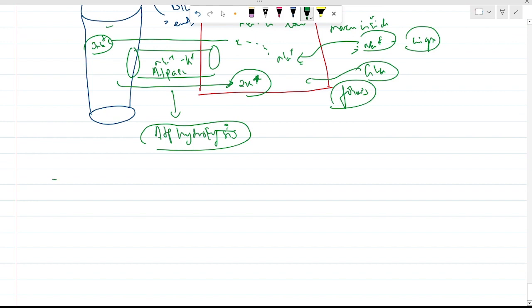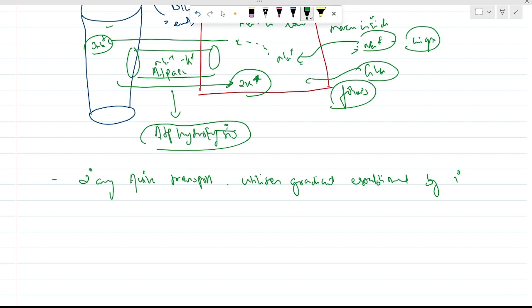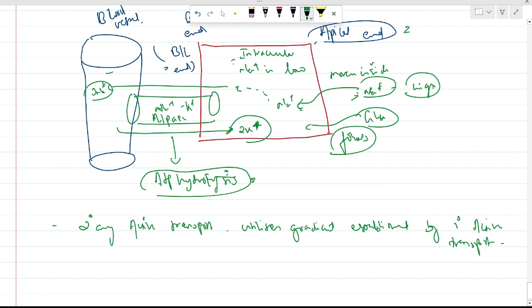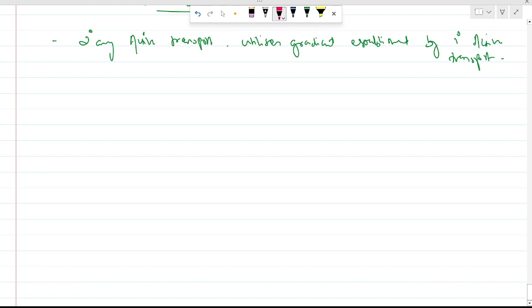So we came to the conclusion that secondary active transport utilizes the gradient established by primary active transport. We have seen here the hydrolysis of ATP by the sodium potassium ATPase is an example of primary active transport. This creates the gradient for the movement of sodium inside, through which the glucose also follows into the cell. So we are going to conclude this with a flow chart.